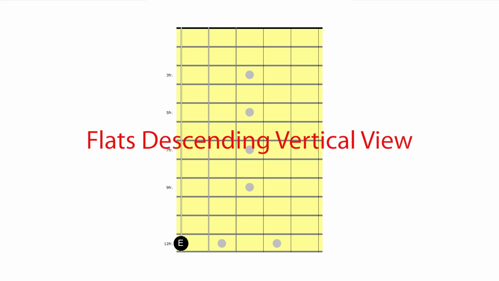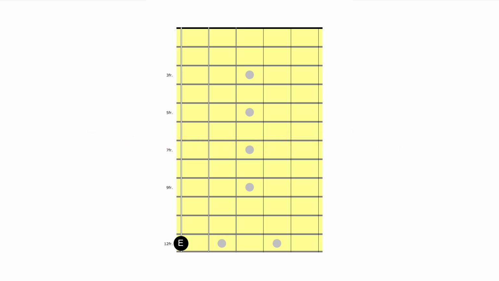Okay, now we're going to name our flats descending. So starting on the 12th fret E, we're going to go back the other direction, going lower in pitch. So again, we're starting on E. One half step or semitone below E is going to be E flat. One half step or semitone below E flat is going to be D. One half step or semitone below D is going to be D flat. One half step or semitone below D flat is going to be C.